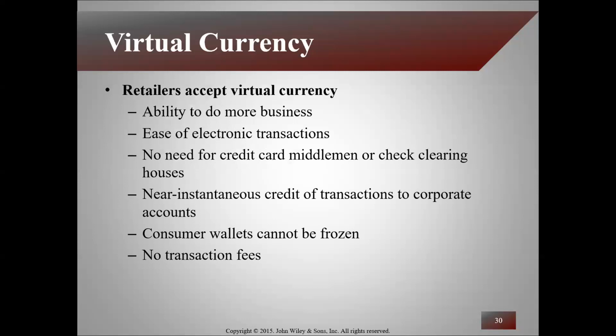Now, retailers have several reasons why they might accept a virtual currency when selling merchandise online. One is that they have the ability to do more business. There's an ease with each transaction when it takes place electronically. There's no need for a credit card middleman or a check clearinghouse. Consumers' wallets cannot be frozen, and there are no transaction fees charged to the retailer.